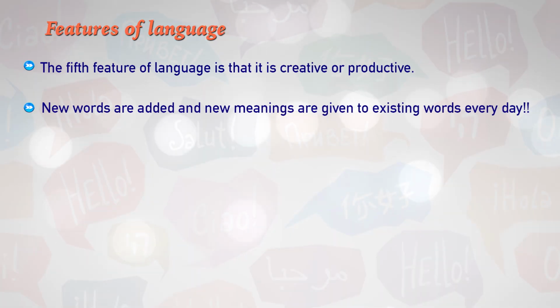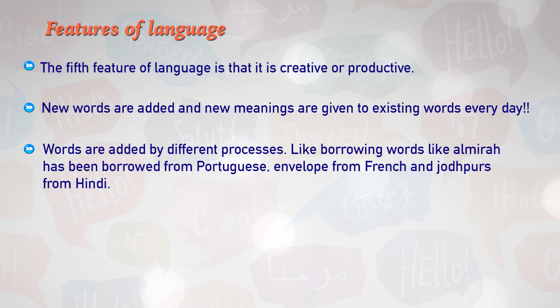The idea is that there is complete freedom to express ourselves, and there is also no limit to the length of different sentences that can be generated using this basic template. The fifth feature of language is that it is creative or productive. New words are added and new meanings are given to existing words every day. Words are added by different processes. For instance, borrowing. Words like almirah have been borrowed from Portuguese, envelope from French, and that horse riding dress known as Jodhpurs obviously from Hindi.